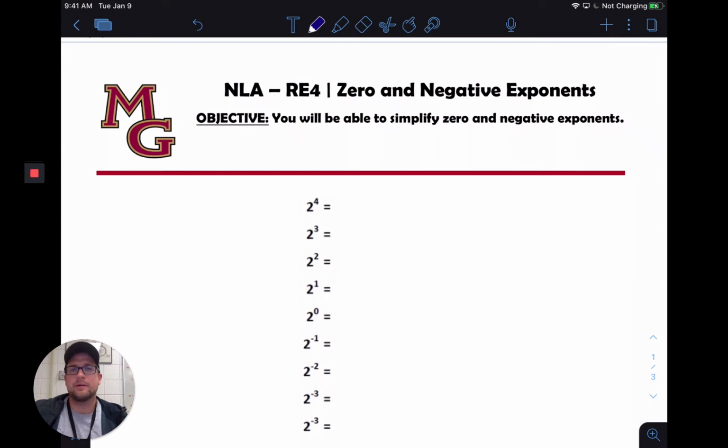Welcome back, everybody. Today we will be talking about RE4, zero and negative exponents. Our objective today is that you will be able to simplify zero and negative exponents.